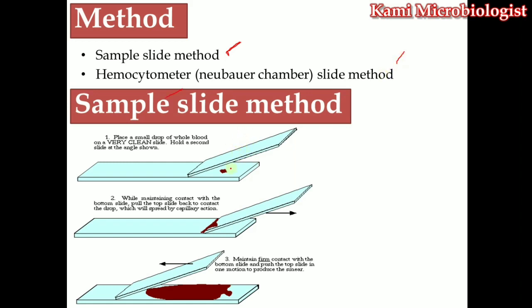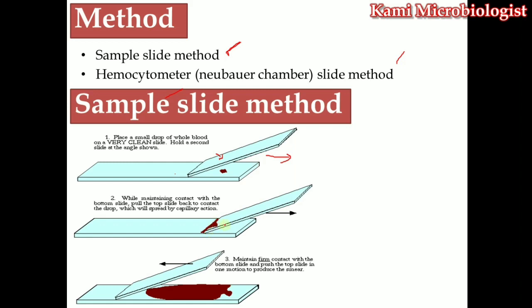In the simple slide method, first of all we put one drop of blood, as you can see. Then on this slide we put another slide. Then we push that slide backward, as you can see. When the slide is pushed backward, the blood is spread on this slide.